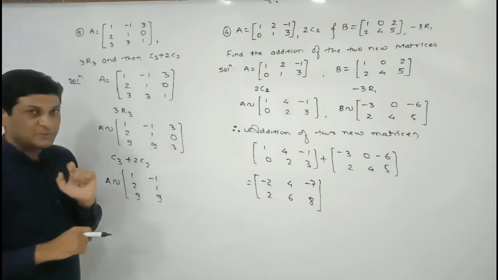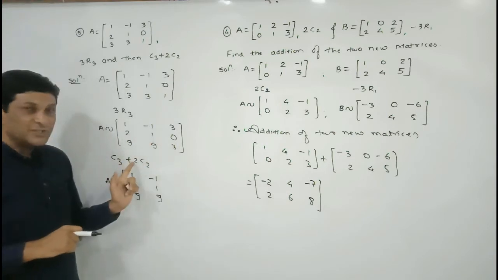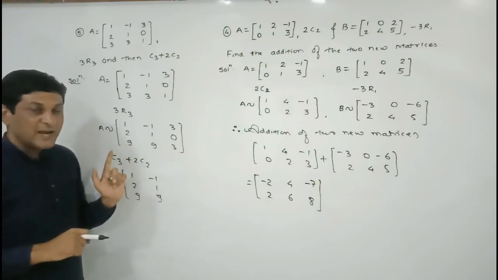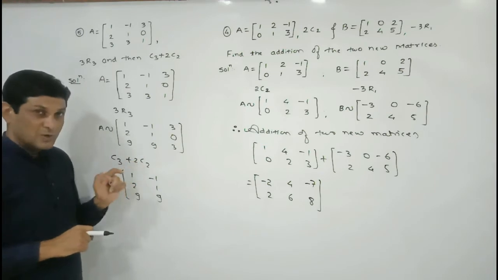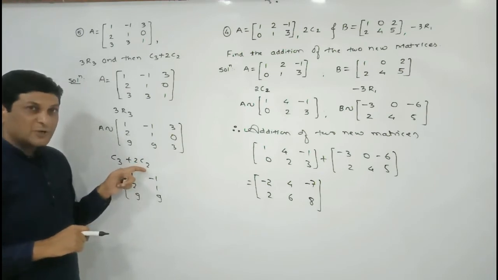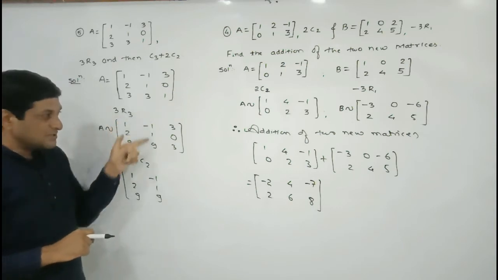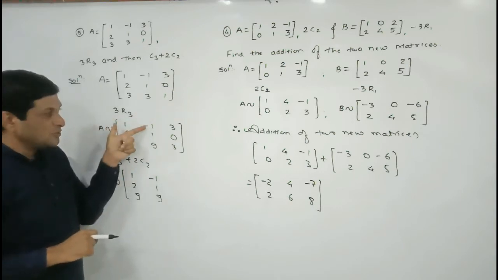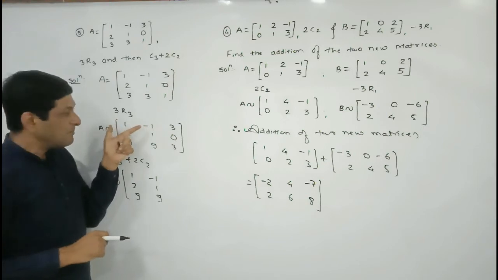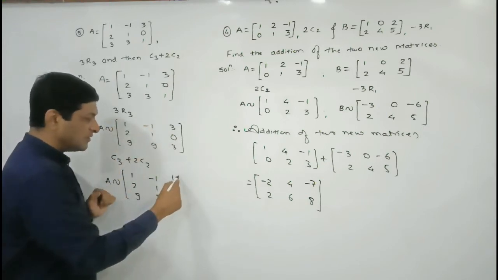So observe this operation is on the third column. Observe the element of the third row. Here while taking the addition use the corresponding element of C2 and multiply C2 by what? 2. Multiply C2 by 2 and whatever result we get, add it to C3. So these are the elements of C2. Multiply by 2. 2 into minus 1 is minus 2. Minus 2 plus 3 is equal to 1.